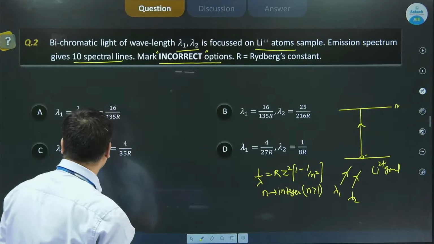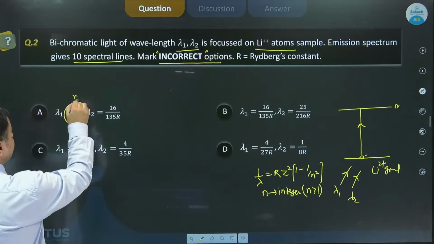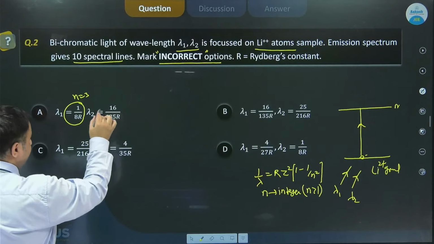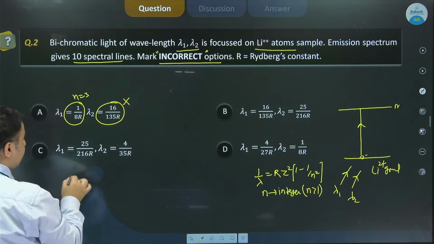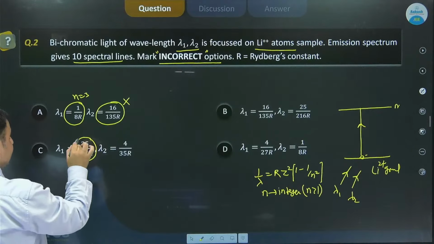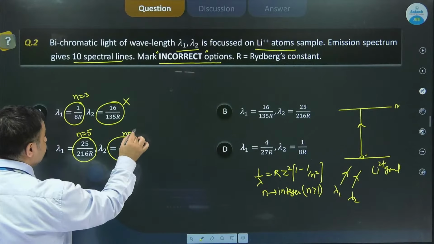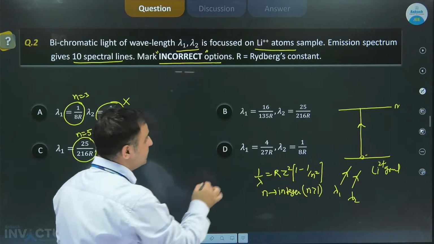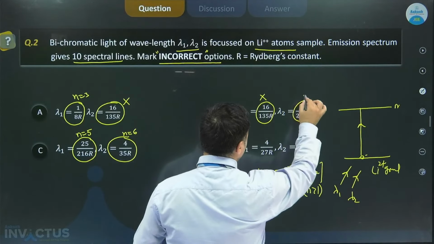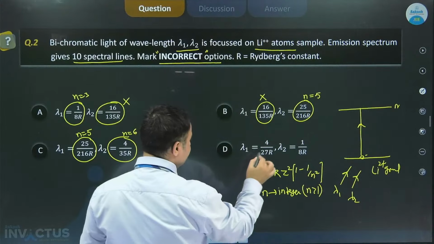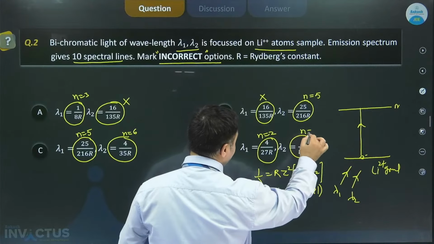नाउ लेट्स चेक. फॉर लैम्डा इज इक्वल टू 1 बाई 8R, यहाँ पर n का वैल्यू 3 आएगा, और फॉर दिस वैल्यू n एक फ्रैक्शन आएगा, तो ये वाला लैम्डा एब्जॉर्ब नहीं होगा. सिमिलरली यहाँ चेक किया जाए तो यहाँ n का वैल्यू 5 आएगा और इसके लिए n का वैल्यू 6 आएगा. इस तरफ चेक किया जाए तो ये एब्जॉर्ब नहीं होगा और यहाँ n का वैल्यू 5 आएगा, और यहाँ चेक किया जाए तो ये n का वैल्यू 2 आएगा और ये n का वैल्यू 3 आएगा.